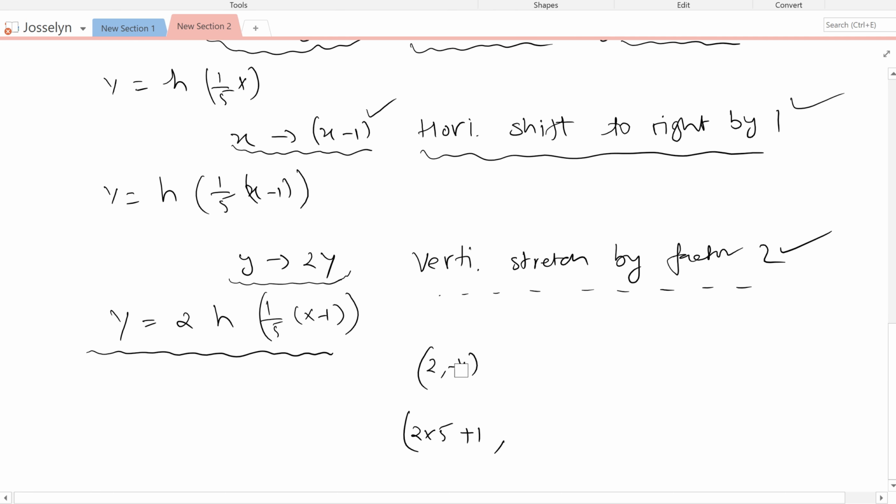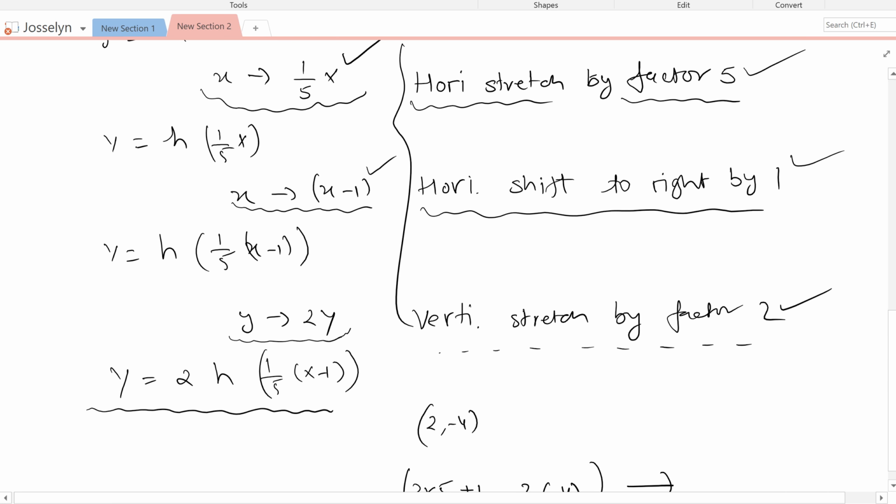And my y is facing only one transformation, and that is a vertical stretch. So my y is a stretch by factor 2, so I simply multiply it by negative 4. So my new function, you're going to look at these things. Horizontal transformation looks different, actually. It's always opposite. Negative, you're going to say to the right. Over 5, you're going to say stretch by factor 5.